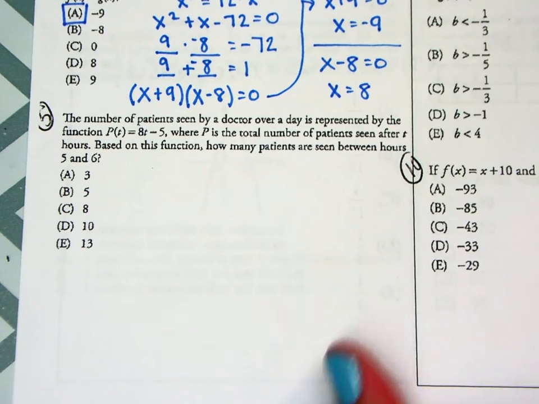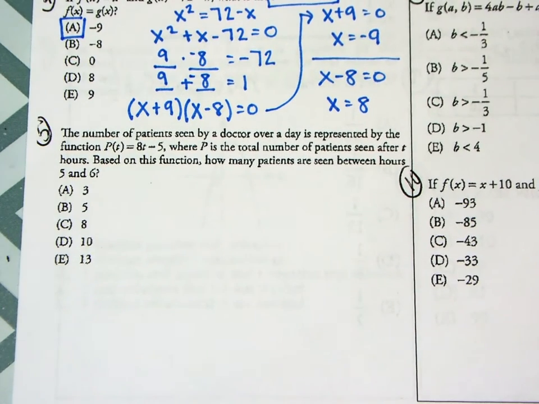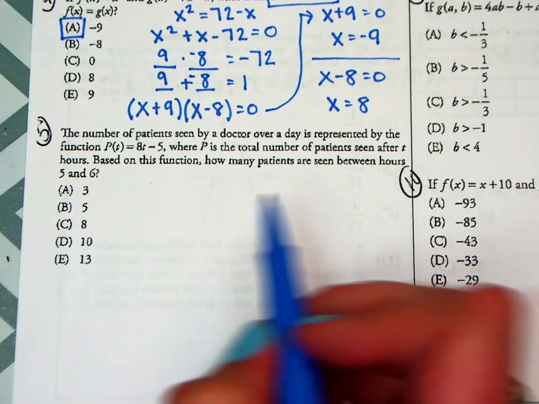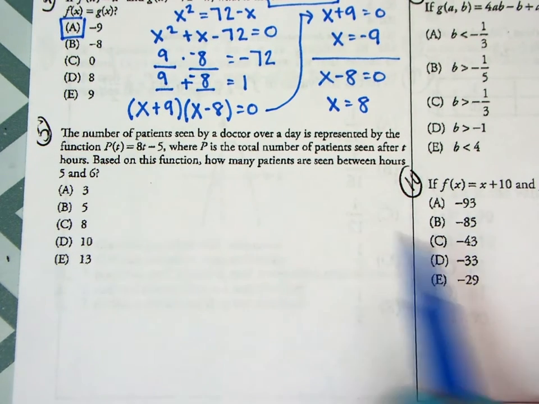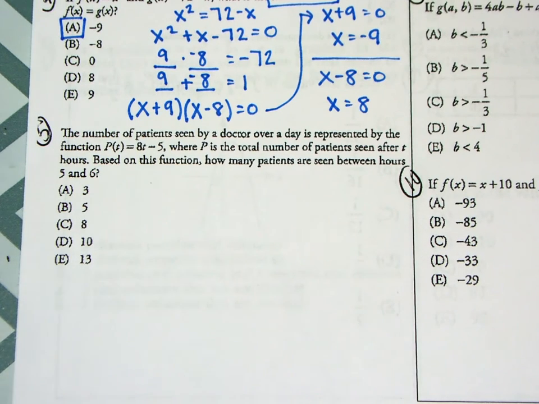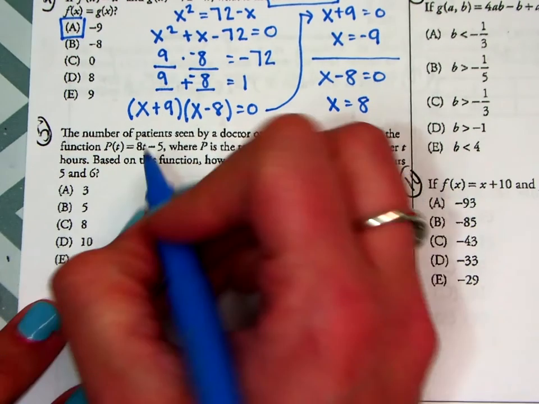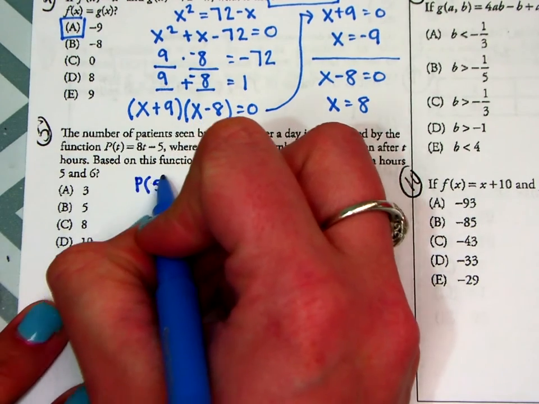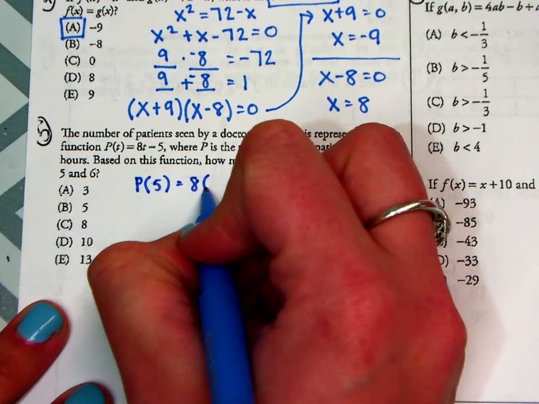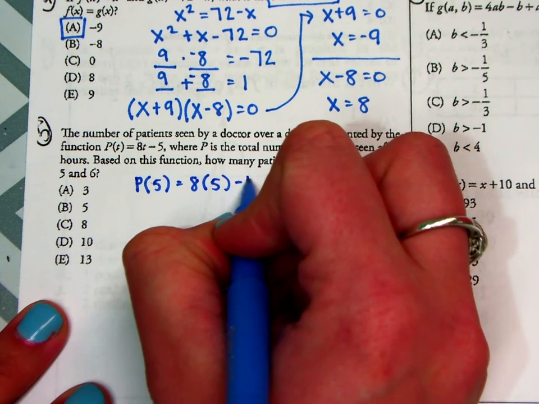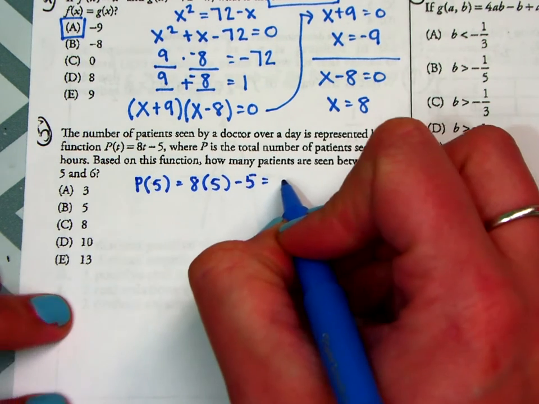Number 5, the number of patients seen by a doctor over a day is represented by P of t equals 8t minus 5. What is the total number of patients seen after t hours? Based on the function, how many patients are seen between 5 and 6 hours? So the first thing you have to do is P of 5. So that would be 8 times 5 minus 5. So 40 minus 5 is 35.